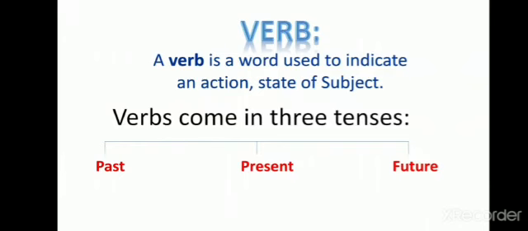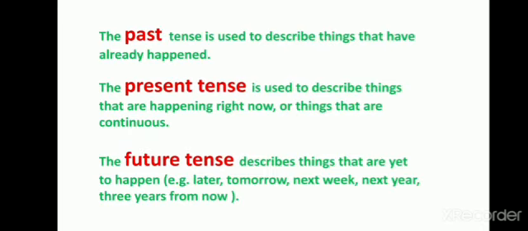What is a verb? A verb is a word used to indicate an action or state of the subject. Verbs come in three tenses: past, present, and future. Past tense. The past tense is used to describe things that have already happened.